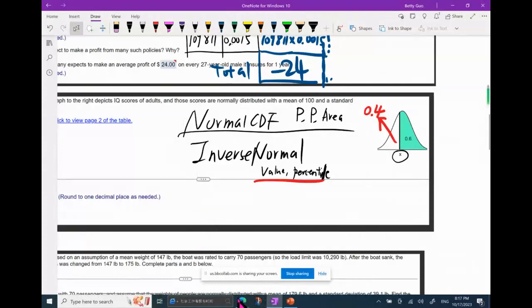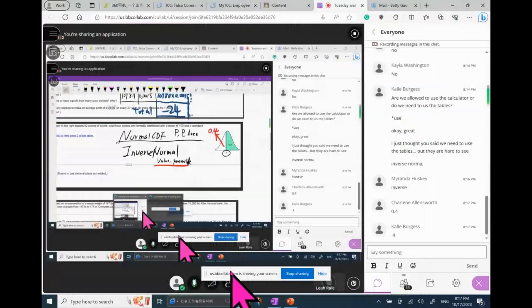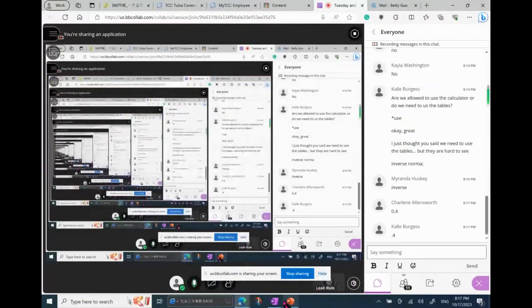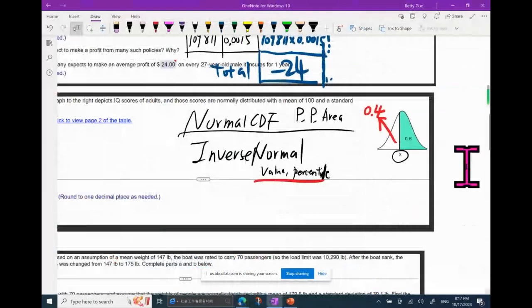0.4, right? Because the whole area under the curve must be 1. So if that part is 0.6, the other part is going to be 0.4. And you know what? When we use inverse normal, we are going to use 0.4, not 0.6.